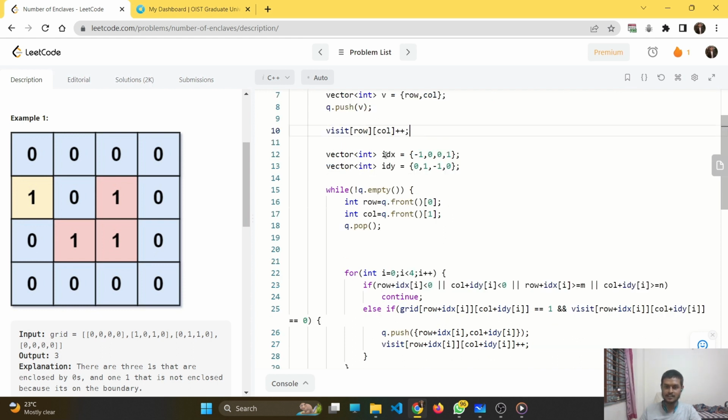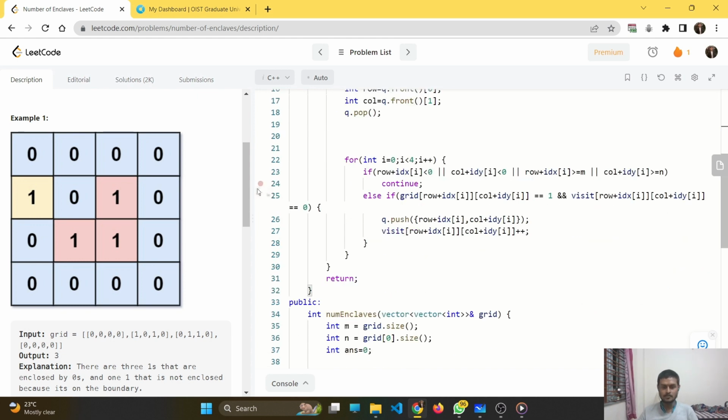We have created two vectors here, that is index of x and index of y, which would be used for traversing through all the four directions. That is -1, 0, 0, 1, 0, -1, and 1, 0. So basically these are the four different coordinates that would be added to the original index for traversing to the left, right, top, and bottom. So let's move ahead.